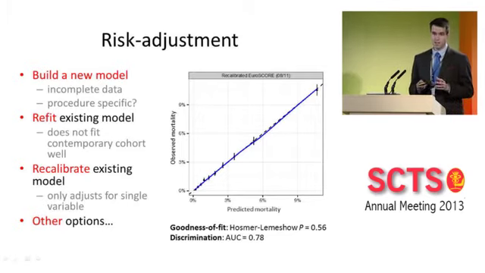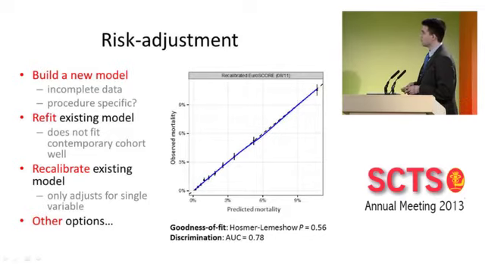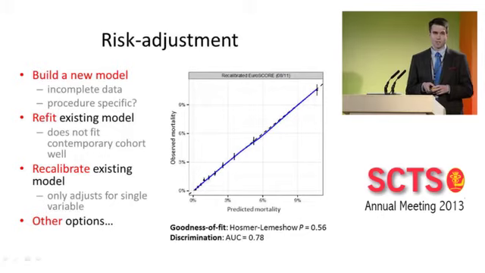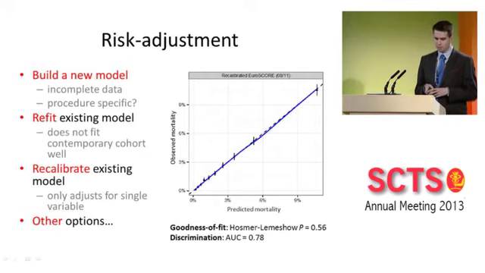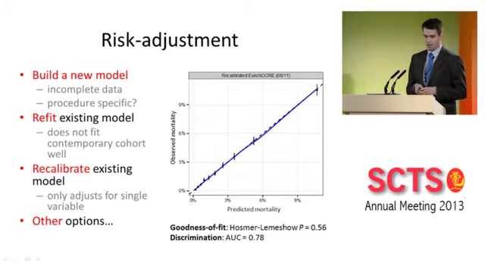We could refit the existing model, the EuroSCORE, but we have looked at that, and it doesn't fit our data particularly well for this period, these 3 years, so we didn't go down that route. The option that we did take is to recalibrate the model, which is slightly different from refitting the model, and I won't go into the statistical nuances of that. But as you can see by the calibration plot on the right-hand side, it was a very good fit. So we were comfortable that our risk adjustment model was fair.